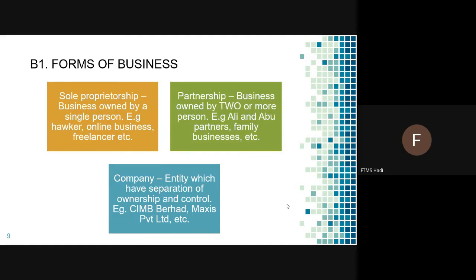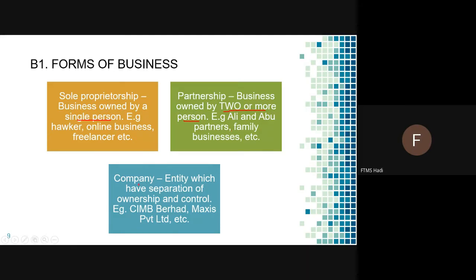There are three forms of business, and the first one is sole proprietorship. Sole proprietorship means owned by a single person, only one person owns it. For example, hawkers, night hawkers, online business, freelancers, and etc. The business is owned by one person only, so the responsibility of profit and loss is single-handedly borne by that particular person. The second one, partnership, is a business owned by two or more persons, for example, partners Ali and Abu, family businesses, and etc.